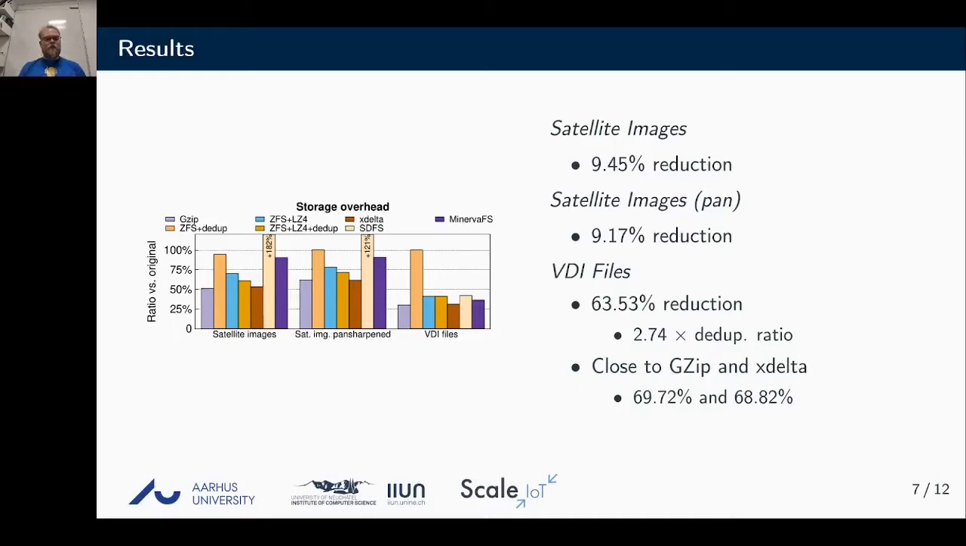One comment I will add to this slide is that for some reason SDFS, which is a deduplication-based file system, uses significantly more storage for the two satellite images, and we are not quite sure why. It seems to be something with the internal structure in SDFS, but we have been able to reproduce it across multiple machines. And as you can see, for the VDI files, it's actually close to MinervaFS.